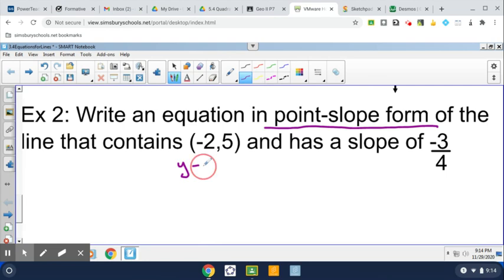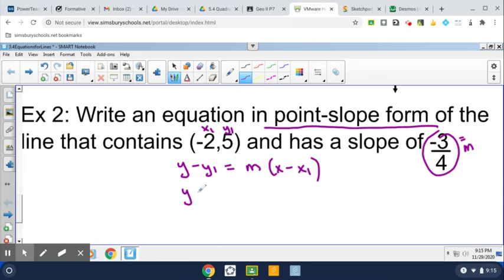y minus y1 is equal to slope m times x minus x1. Okay, so this will be your x1, y1, and obviously slope is -3/4. So that's your slope. So first of all, I didn't finish reading the question. That contains -2, 5. So it goes through an ordered pair -2, 5 and has a slope of -3/4.